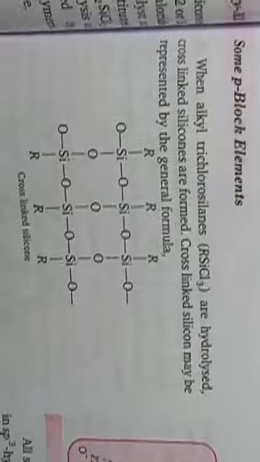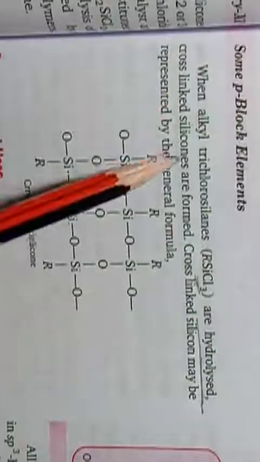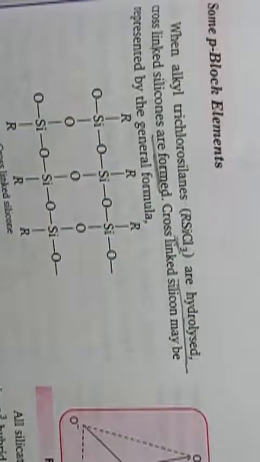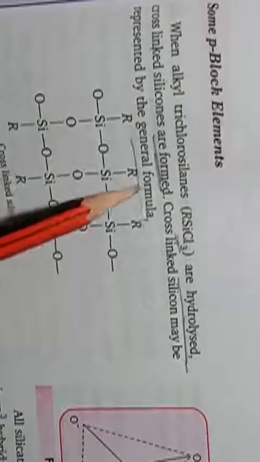Then a very important point is given on this side. When alkyl trichlorosilanes are hydrolyzed, cross-linked silicones are formed. Dichlorosilanes form simple silicones or straight chain silicones. But when we hydrolyze trichlorosilanes, then after polymerization cross-linked silicones are obtained. Cross-linked silicone may be represented by the general formula. This is the general formula for cross-linked silicones.